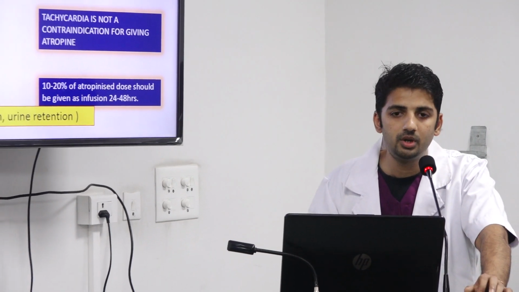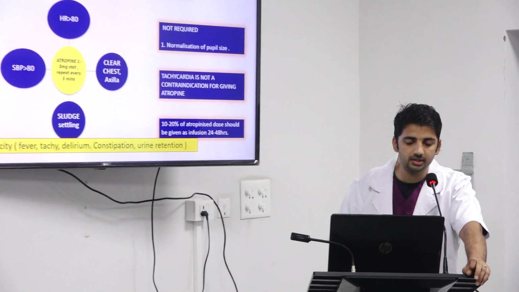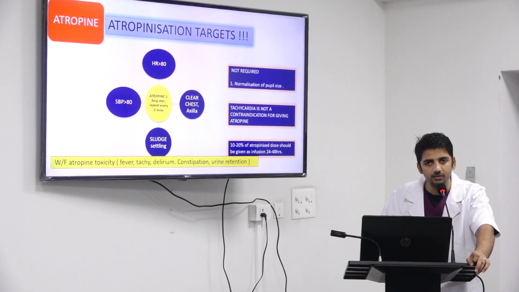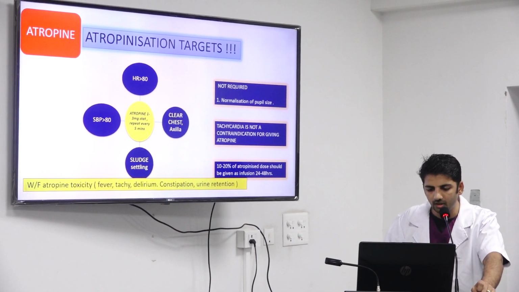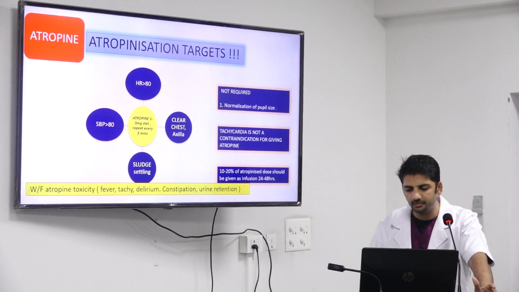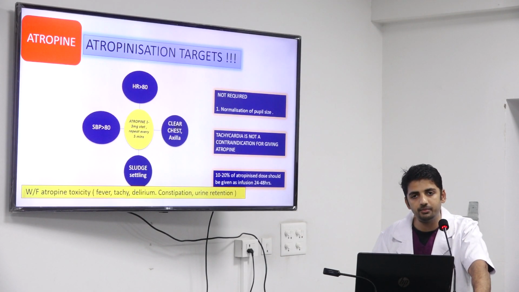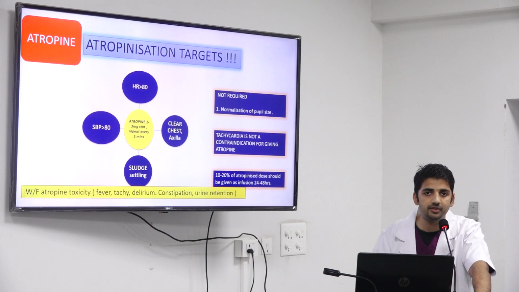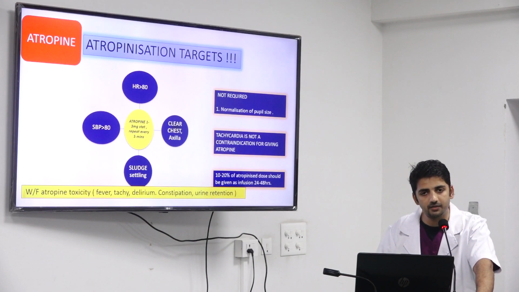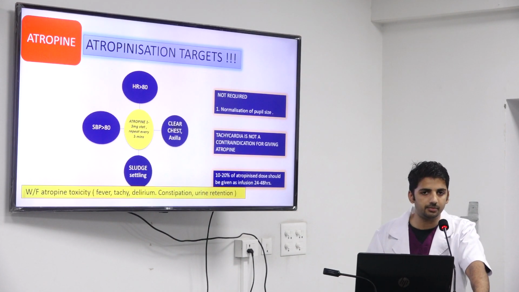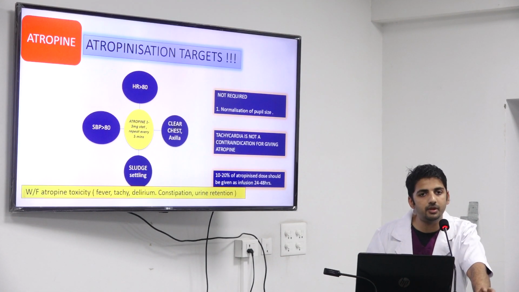Once atropinization is achieved, 10 to 20% of that atropine dose should be given as an hourly infusion for 24 to 48 hours, and it can be extended even up to 5 days. Always watch for atropine toxicity, which includes fever, tachycardia, delirium, constipation, and urinary retention. If the patient develops atropine toxicity, we can consider holding the atropine for a short duration, and in that period, if the patient has predominant muscarinic symptoms, we can consider glycopyrrolate. Glycopyrrolate is a quaternary compound which does not enter the central nervous system, so it cannot tackle the central effects, but it can handle all the muscarinic symptoms in the peripheral nervous system.